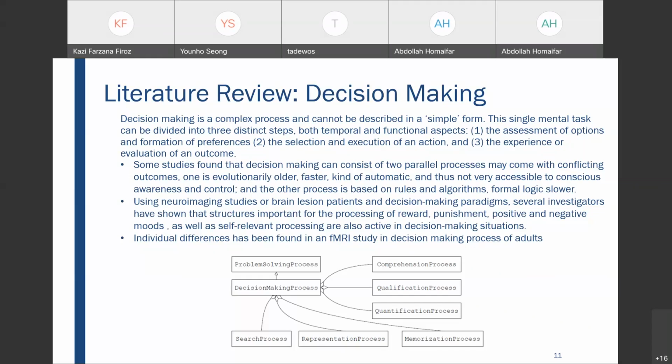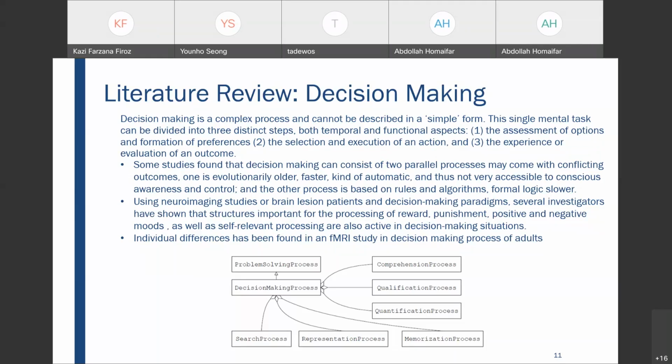So we can say that decision making is affected by reward, punishment, and positive and negative moods. Some studies, like an fMRI study, found that in decision making in adults there are high individual differences. Here we can see a picture: decision making is connected to different kinds of processes. In studies, they found that there are 37 kinds of mental processes that can be associated with decision making.